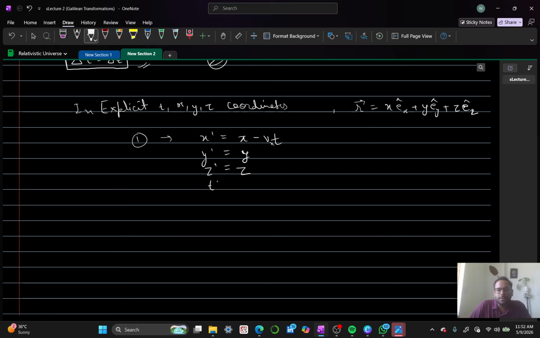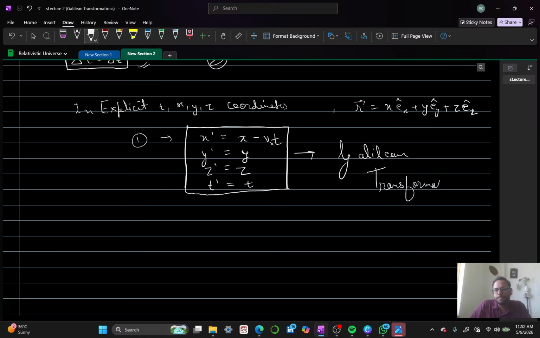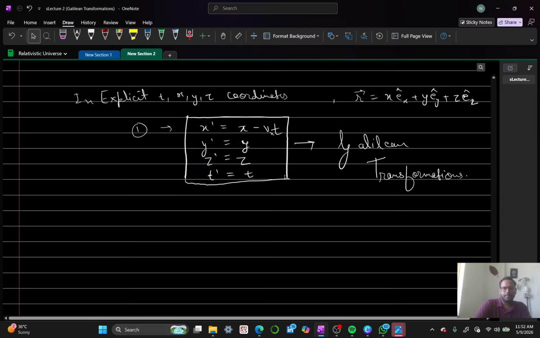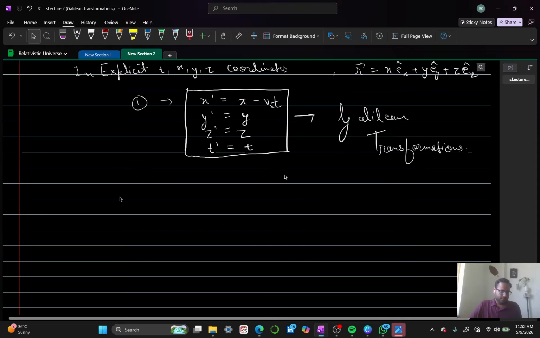Also, this is another absoluteness we are assuming in the theory. And these are what we call Galilean transformations. These are simple transformations. Any questions till now?